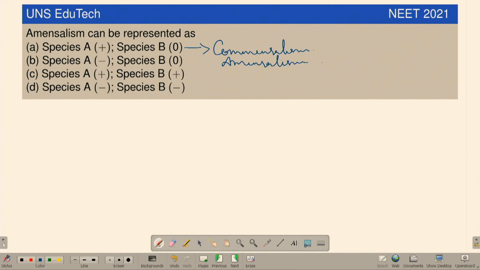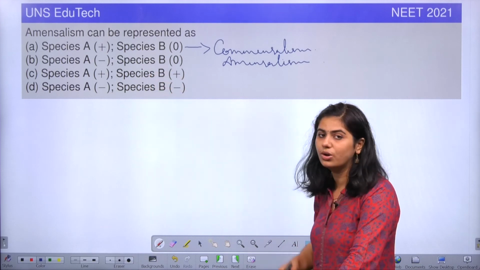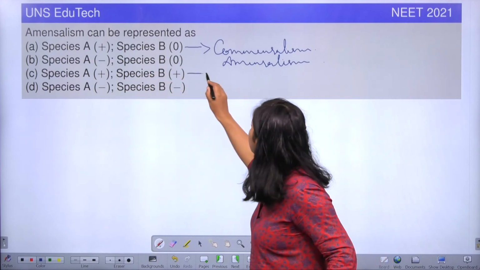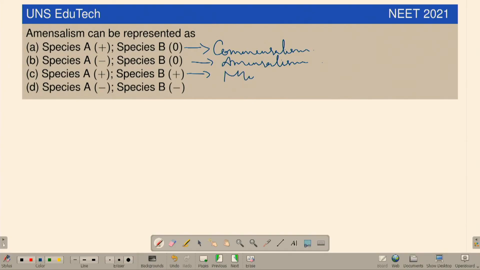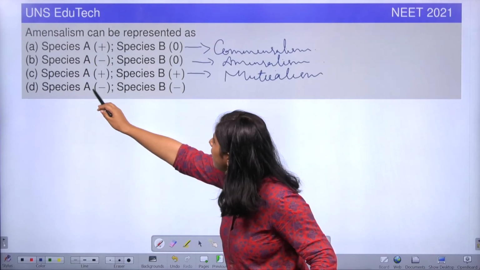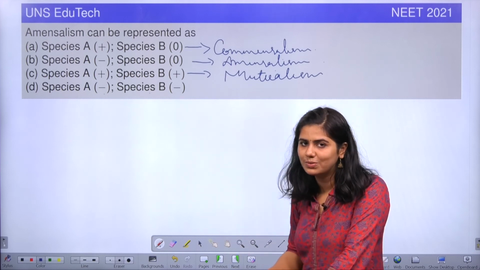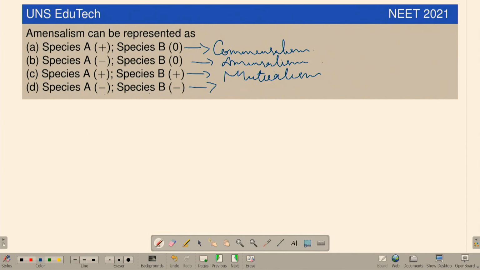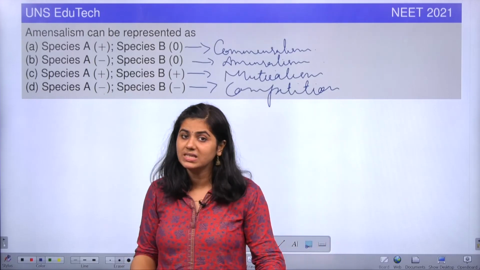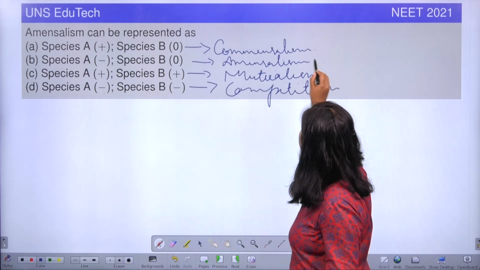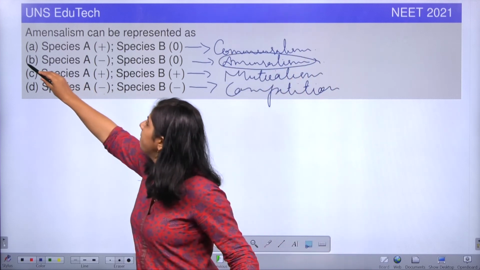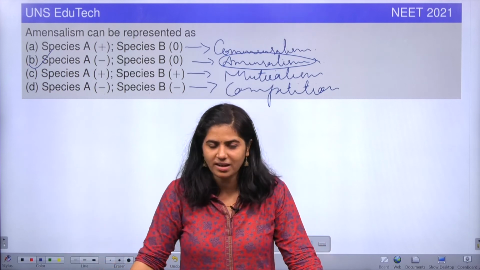Right. Next, species A is on the positive side and species B is also on the positive side. So it will be mutualism. And the last option is species A on the negative side and species B also on the negative side. What will it be? Yes, the first one that we discussed, competition. So what is the question here? Amensalism can be represented as, and here we know which is amensalism, it's option B. Hope the concept is clear. Happy learning. Bye.